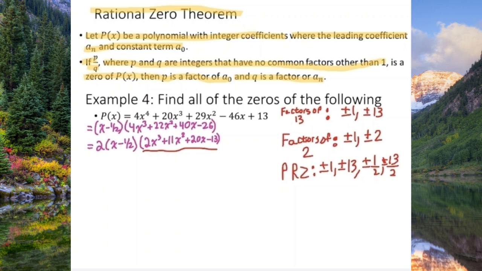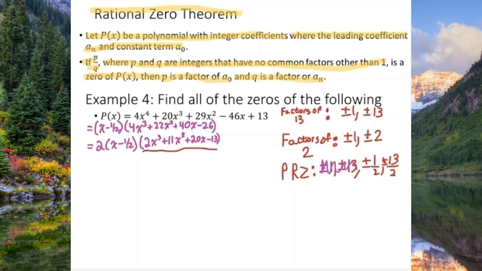Now, it might seem as if, okay, I still have 8 zeros I have to check. I have to go through this long process again. However, we can use our past failures to help us here. We already determined when we were trying to factor our original p of x that 1, -1, 13, and -13 could not be zeros of p of x. Well, if they're not zeros of p of x, they cannot be zeros of the 2x cubed plus 11x squared plus 20x minus 13. So there's no point in us checking them again.